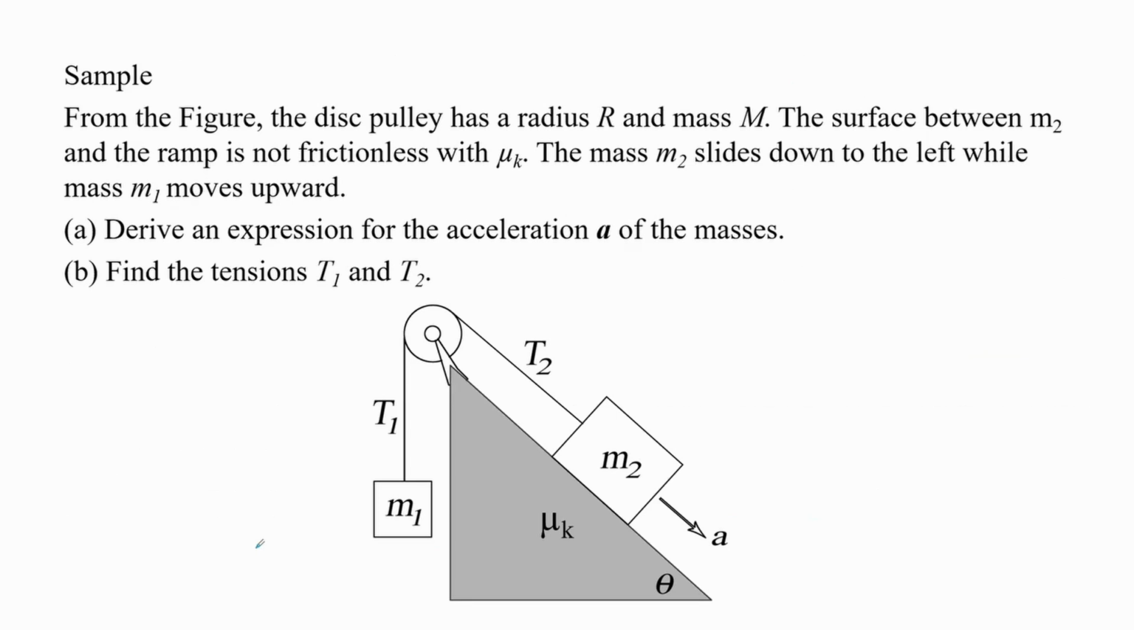Here we have a disc pulley that has a radius r and mass m. The surface between mass m2 and the ramp is not frictionless, with a coefficient of kinetic friction. The mass m2 slides down to the left while mass m1 moves upward.